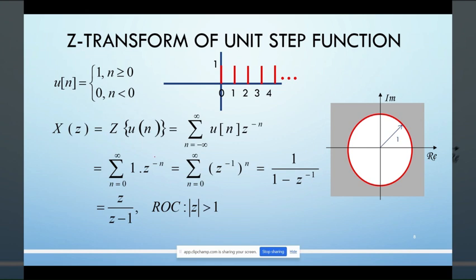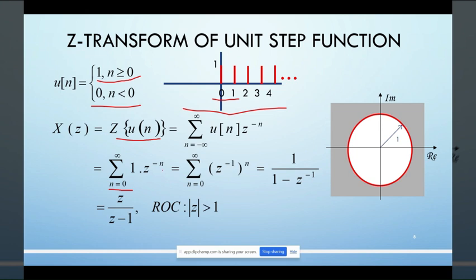Coming on to the z transform of the unit step function. Unit step function, u of n. Already while discussing a power n u of n, we saw what u of n is. It has the value 1 for n greater than or equal to 0 and 0 for n less than 0. So for the unit step function, we take the sum from minus infinity to infinity of u of n z power minus n. Since it has values only from 0 to infinity, we modify the limits from 0 to infinity. Its value is always 1, because it is a unit step function.